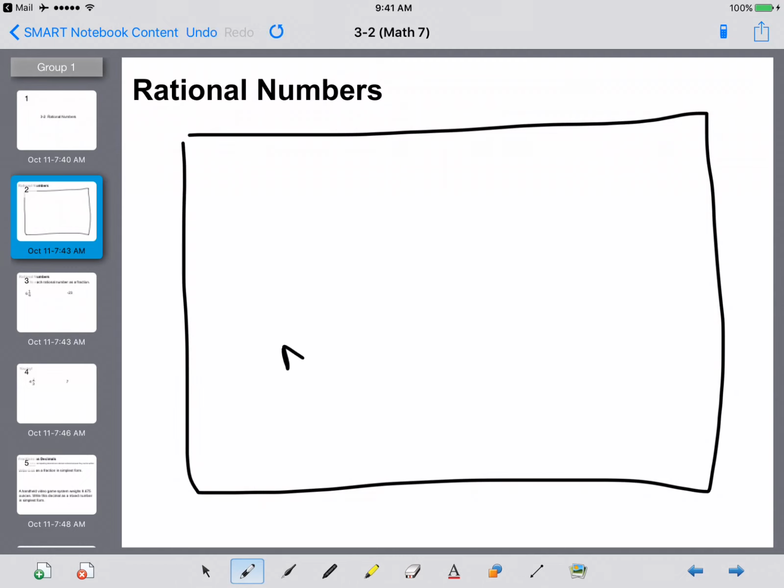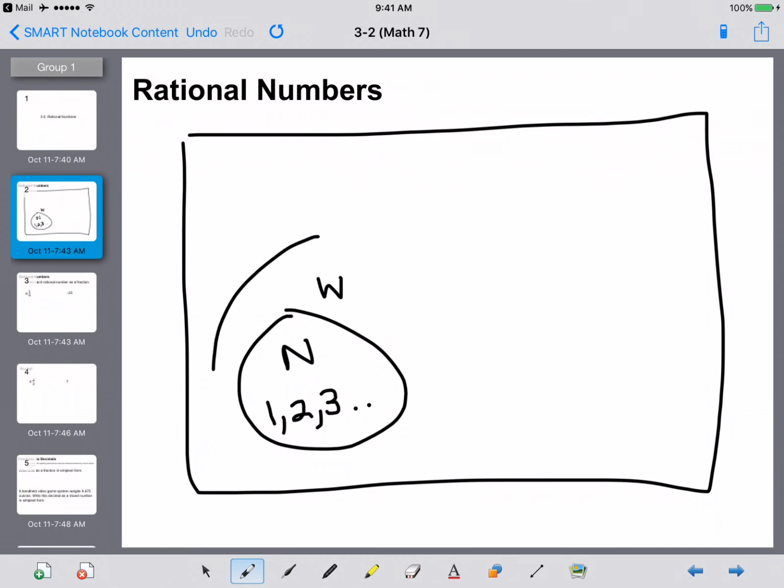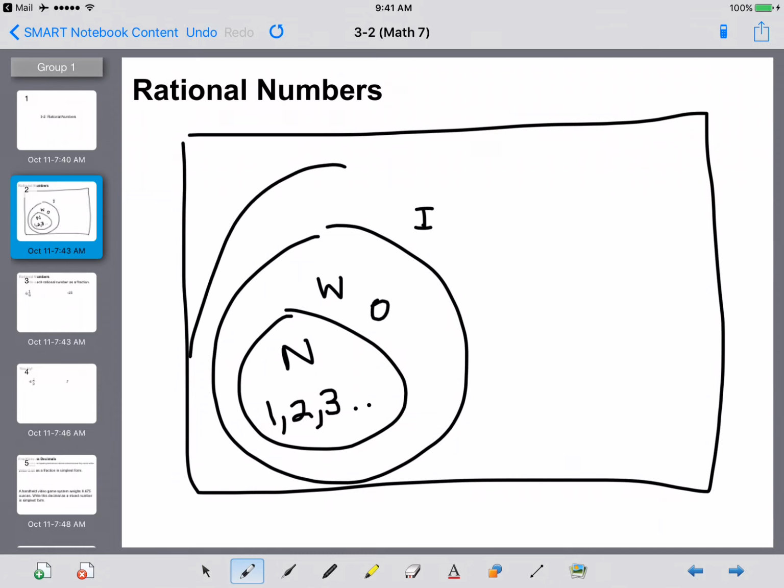So starting off, you have your natural numbers, which are like 1, 2, 3, going on, so forth and so on. So those numbers that you learned in kindergarten. Then you have your whole numbers. Your whole numbers include all of your natural numbers and the number 0. So 0 is a whole number and it includes all of your natural numbers. Then you have integers. That's including all of your whole numbers, all of your natural numbers, and now you have your negative numbers added in.